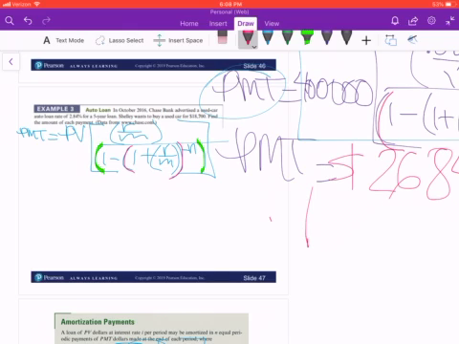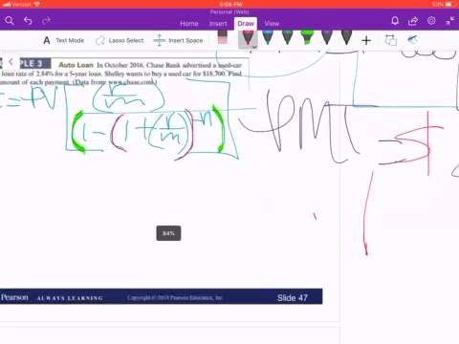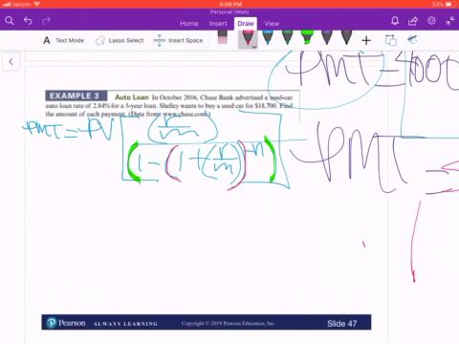The problem says that in October 2016, Chase Bank advertised a used car auto loan rate of 2.84% for a 5-year loan. Shelley wants to buy a used car for $18,700. Find the amount of each payment. This is a great example of something that you might be doing now or considering doing, purchasing a car.